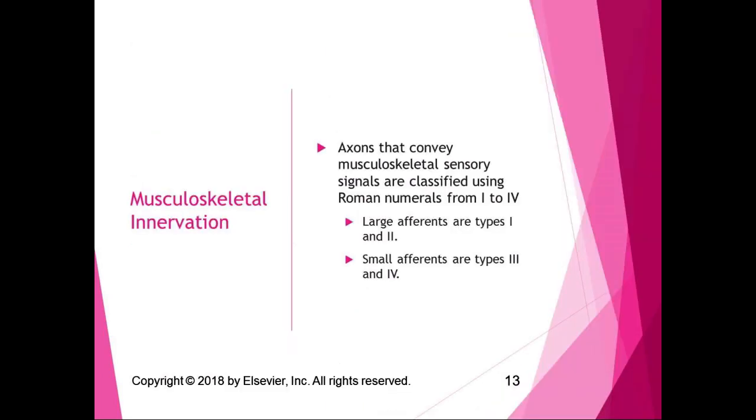The axons that convey musculoskeletal sensory signals are classified using Roman numerals from 1 to 4. Isn't that annoying that there are different systems for everything, but there just are. Let's just be happy with that. Large afferents are types 1 and 2, and small afferents are types 3 and 4.